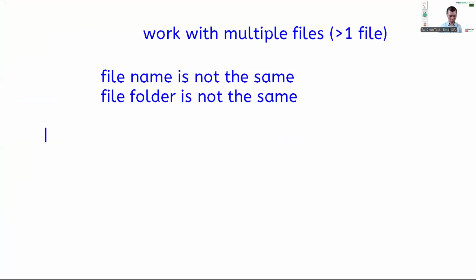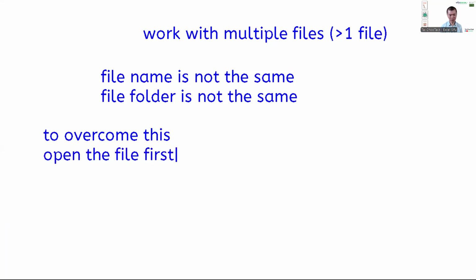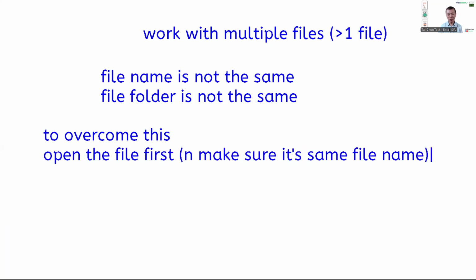To overcome this, outside of the recording, you want to open the file first and make sure it has the same file name. Whenever it's the same file name when you open it, the macro is able to recognize it, during recording and also during the running of the macro. So this is another way to work around.